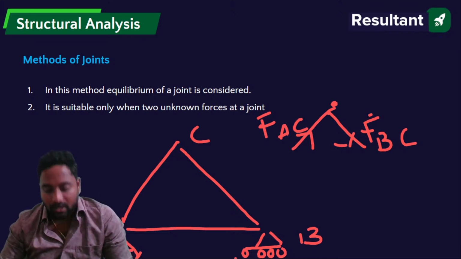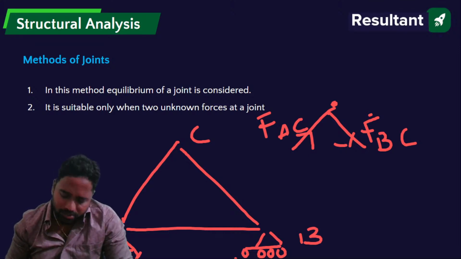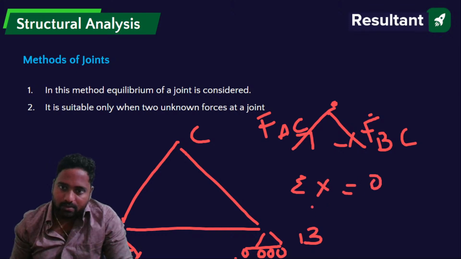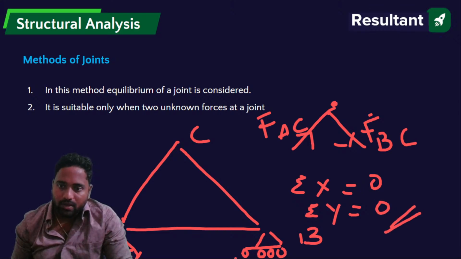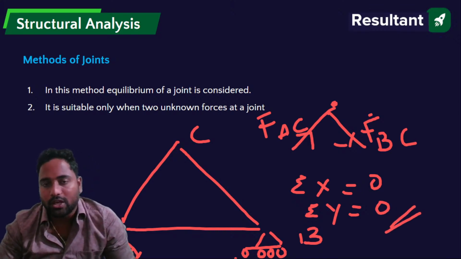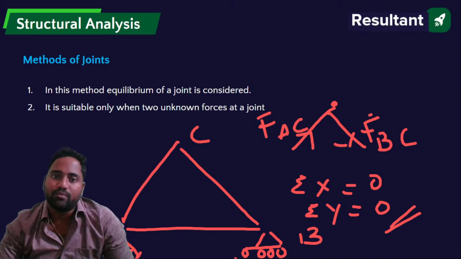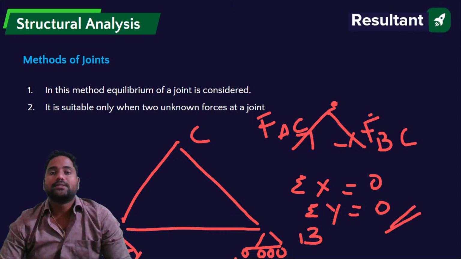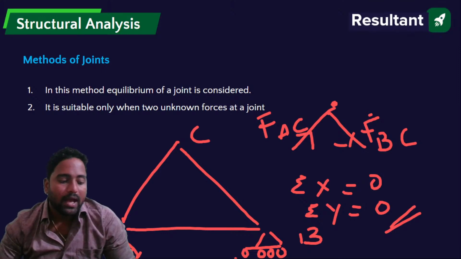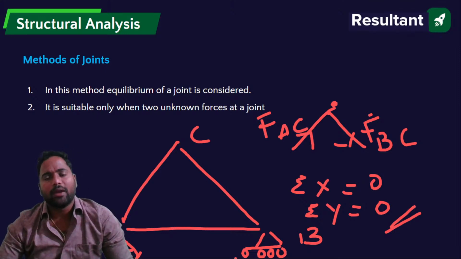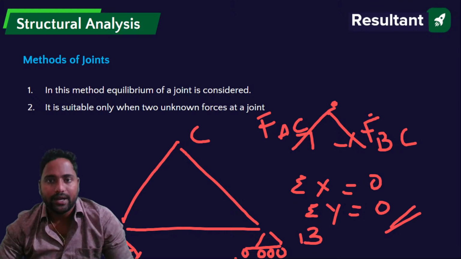How we are going to find out? We'll use basic equations like two equilibrium equations. Sum of the forces in x direction equals to 0 and sum of the forces in y direction equals to 0. So we can use only these two equations. So here we are not going to use summation of moments equals to 0 because this is not a bending member. Truss is the member which takes only axial forces. Either it can be compression or it can be tension.